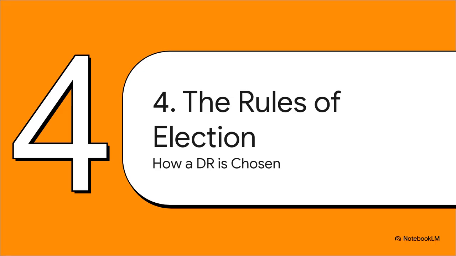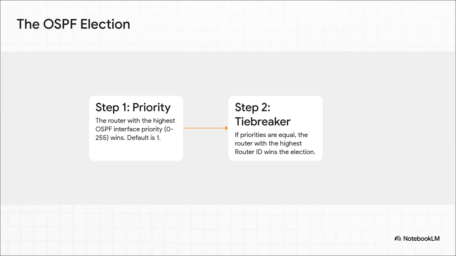So the next big question is, how does this selection actually work? What are the rules? Turns out it's surprisingly straightforward. It's really just a two-step process. First, all the routers on the segment compare their OSPF interface priority. It's just a number you can set, from 0 to 255. The router with the highest priority wins.